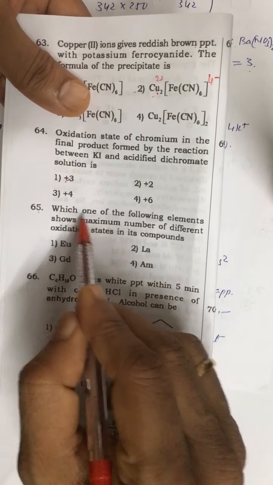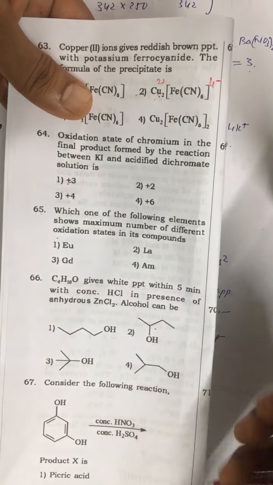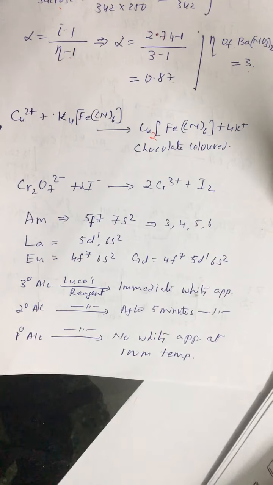65. Which one of the following elements shows maximum number of different oxidation states? Okay, so this you must remember. Question number 65.